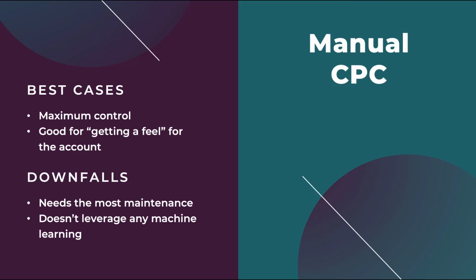The biggest issues with manual CPC obviously are that it takes the most amount of maintenance because you have to do all of the bid adjustments yourself, whether it's again on all of those bid modifiers or just the individual bid changes for performance over time. It does take the most amount of time and attention to make sure that you're optimizing your bids accordingly because it doesn't utilize any of the machine learning that Google has available. In some instances, that's okay. In other instances, you might be missing out a little bit.